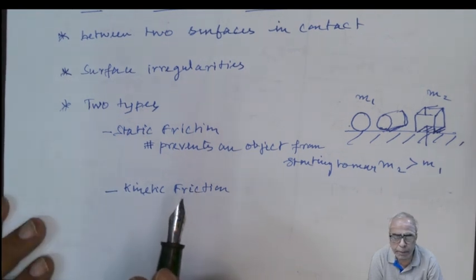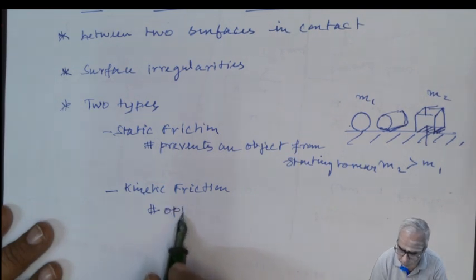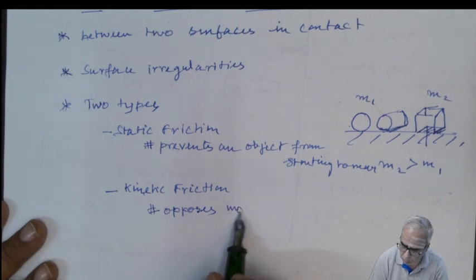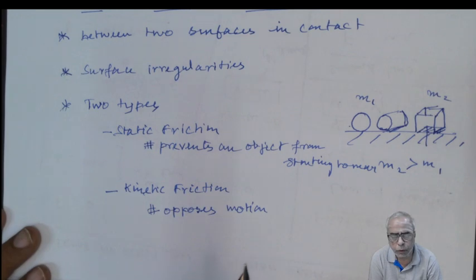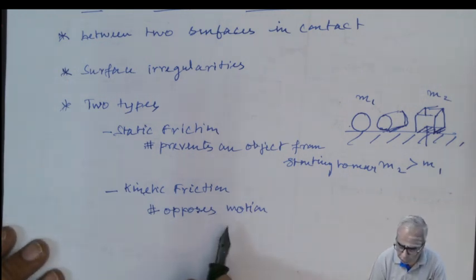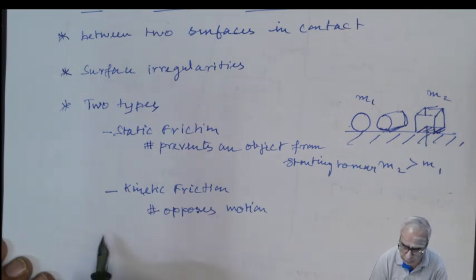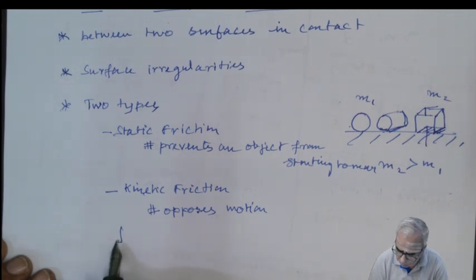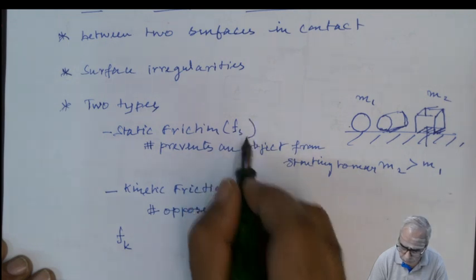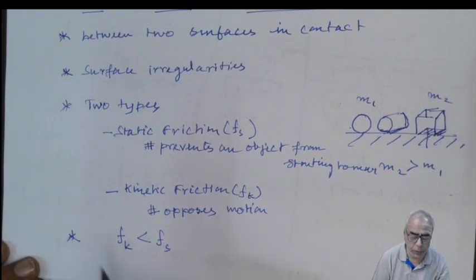Kinetic friction opposes the motion, that is, the object's motion. So during the motion, it opposes the motion. Here the kinetic friction is generally slightly weaker than the static friction. Kinetic friction can be represented as Fk. Static friction can be represented as Fs. So Fk is slightly weaker than Fs. This is another point you have to note down.